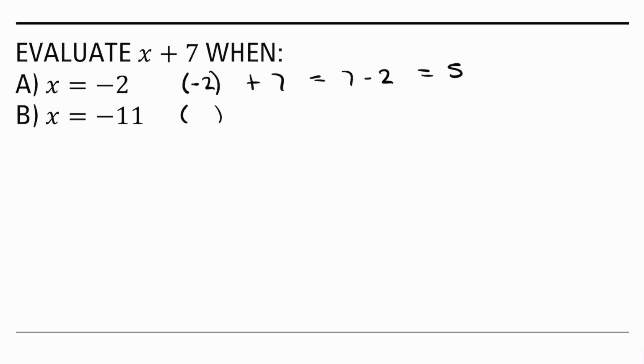Now same thing, we set up our expression. -11 is our x. The absolute value of -11 is greater than 7. And so what I would do here is flip my signs. And so you end up with 11 minus 7, which would be 4. Therefore, -11 plus 7 will be -4. They're opposites, right? So if they're the opposite, then the answers must be the opposite.